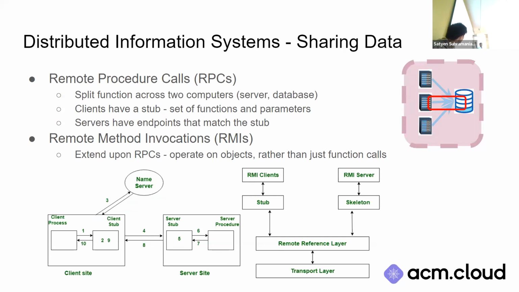There's also a notion of a remote method invocation. This is where, instead of just a function call, you have a remote object on the other node, so you can perform operations on the object, and there's some sort of state maintained there, rather than just function calls. We're not really going to delve into that too deeply, but it's good to know.